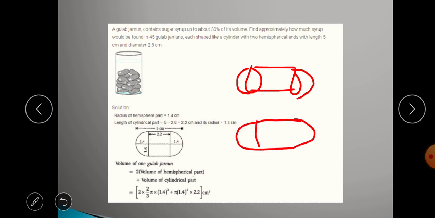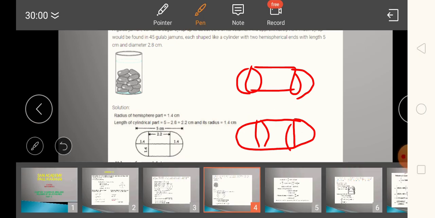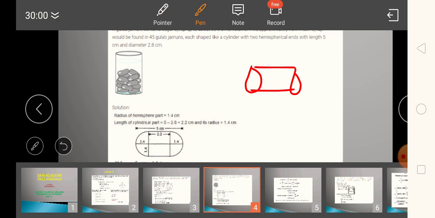Okay, the middle part is a cylinder, and these two parts are hemispheres. This part is the cylinder. Clear? Now this part is the cylinder, this part is the hemisphere. So now what happened to the gulab jamun? It is shaped like this. First you find out the volume of one gulab jamun.